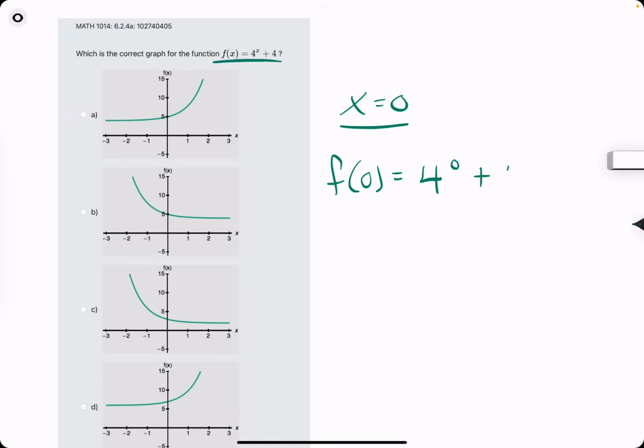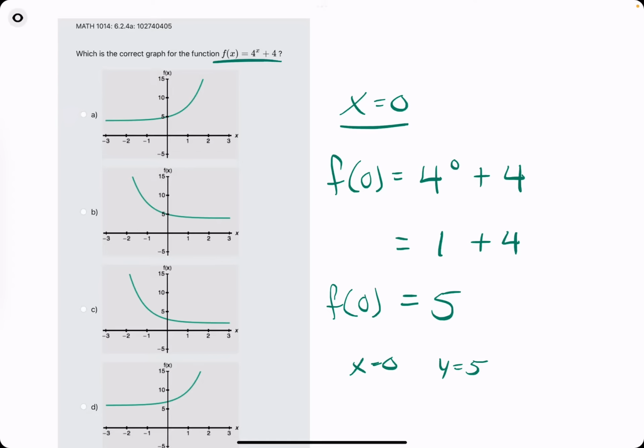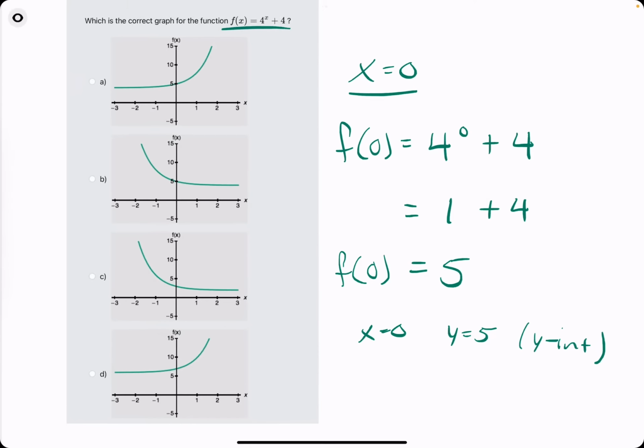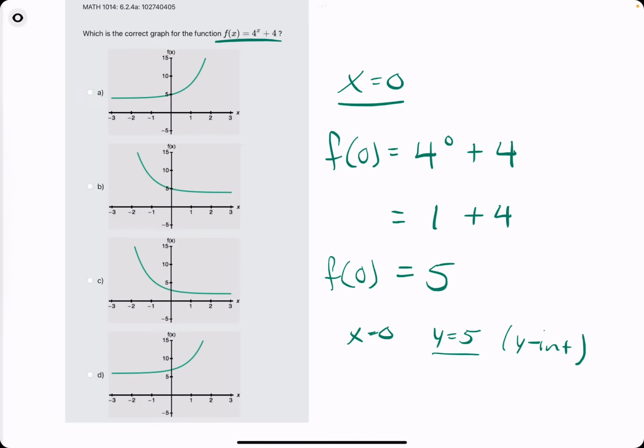Now, it's very important to understand that 4 to the 0, or anything to the 0 power, is equal to 1. So then we'll have 1 plus 4, and we get 5. So f of 0 equals 5. In other words, when x equals 0, y equals 5, which tells us this is the y-intercept of this function. So we're looking for a y-intercept of 5, crossing the y-axis at 5.